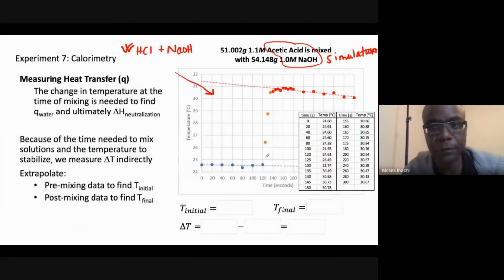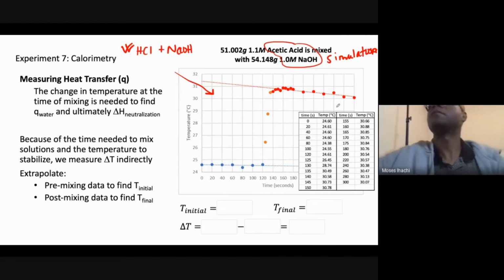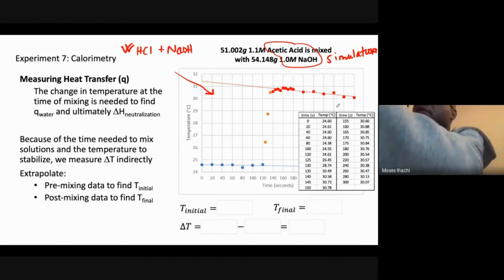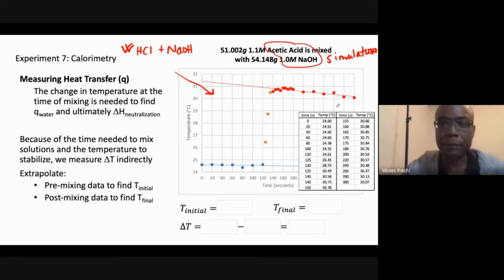I hope so. Yes. Okay, that's how these numbers were generated. So you notice that the temperature was stagnant before the mixing began. But once you mixed, the temperature rises because of the reaction. The temperature that's being checked here, by the way, is that of the surrounding, the water.